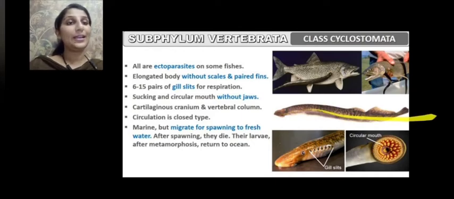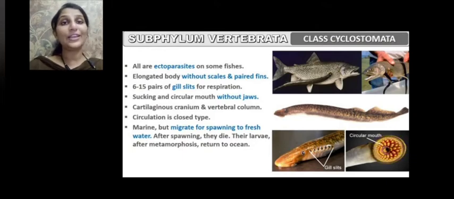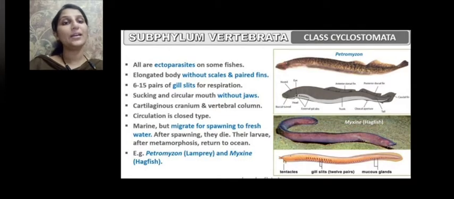The body is elongated, and they are ectoparasites. They have 6 to 15 gill slits for respiration. The mouth is circular, and they have a sucking mouth, and they have a cartilaginous cranium and vertebral column. And the special feature is that they are marine, but for spawning they come to the fresh water, and they die soon after spawning, and the larva, after metamorphosis, returns to the oceans. Examples are Petromyzon, which is called the lamprey, and Myxine, which is called the hagfish. So these are the examples under the class Cyclostomata, which comes under Agnatha, that is the jawless animals.